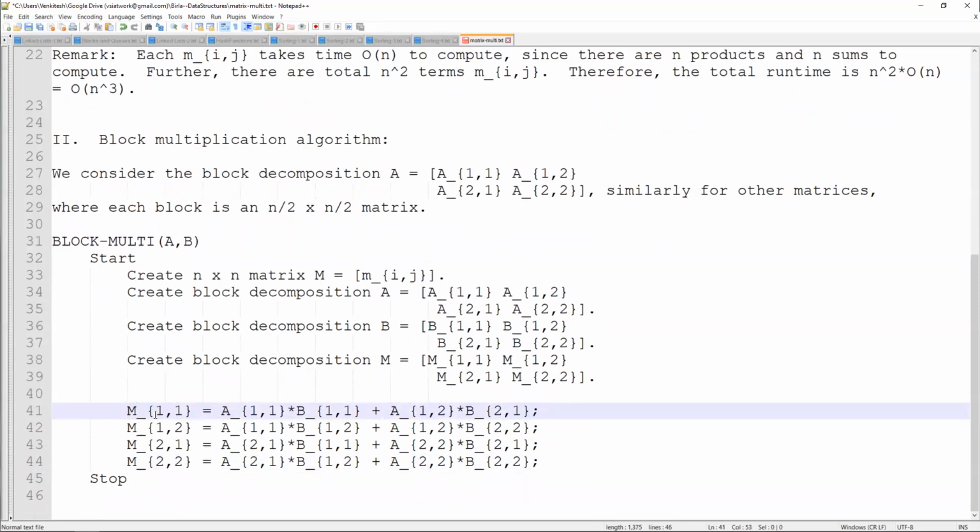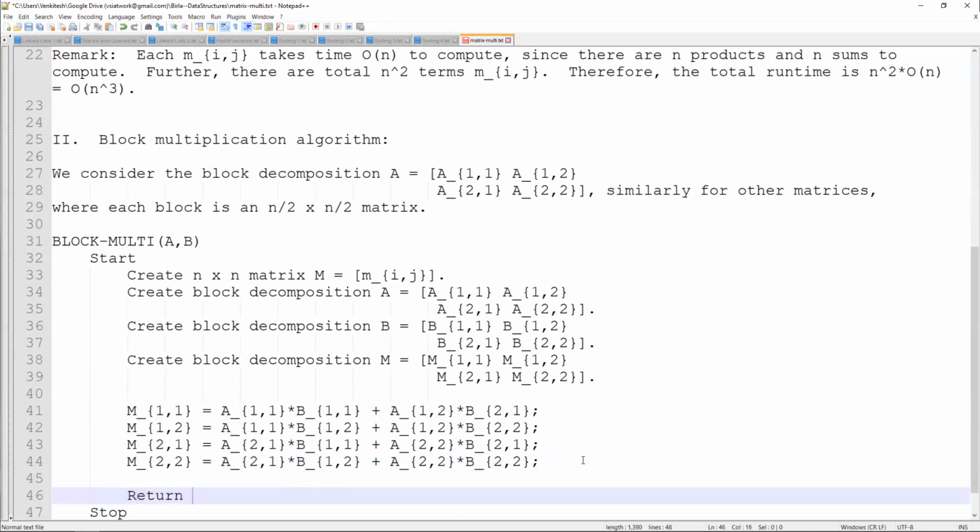And this completes the computation of M11, M12, M21, M22. Therefore, this block decomposition has been computed. And now one simply needs to do return M. That's it. The block multiplication command algorithm is done. That's all.